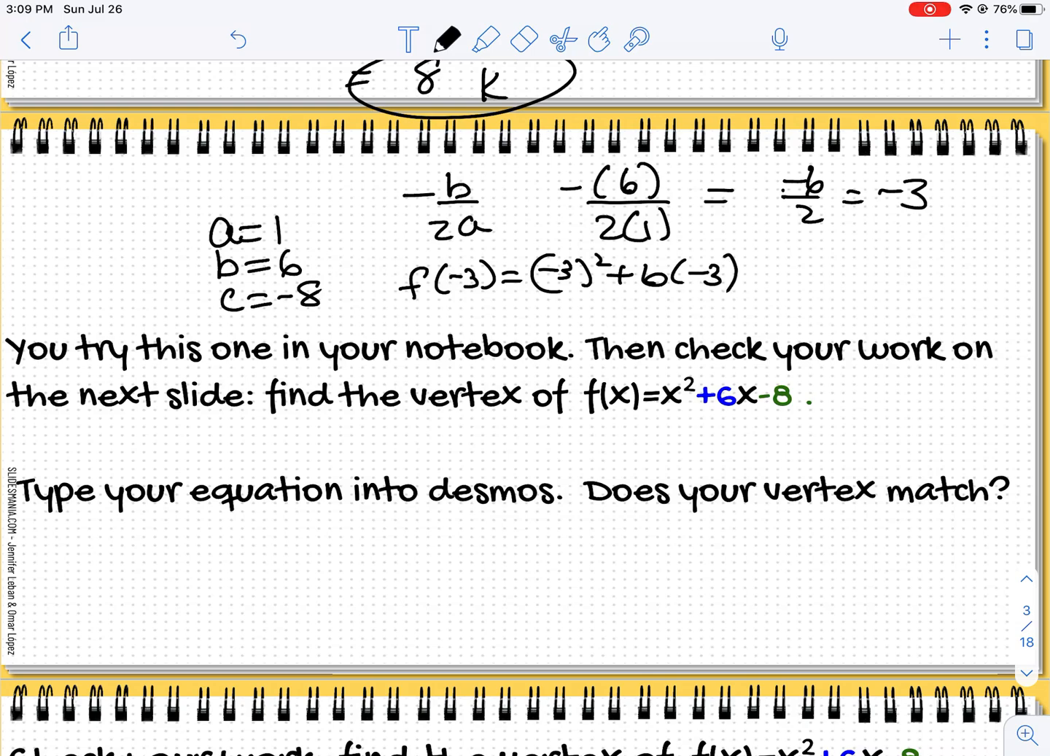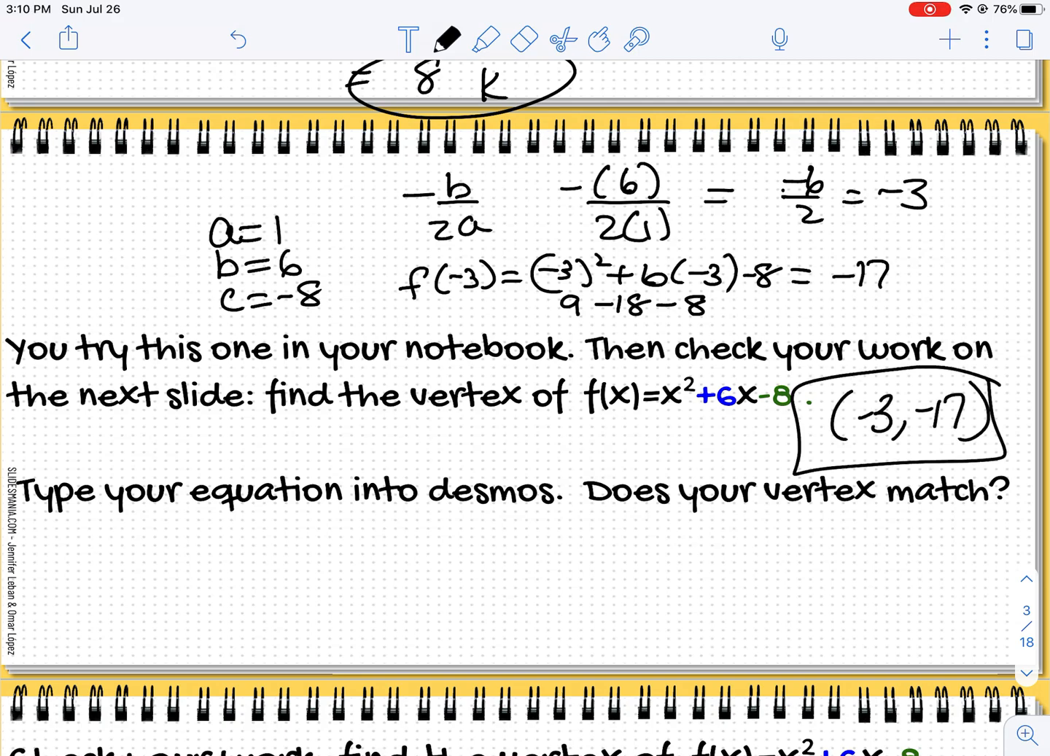Keep in mind, use those parentheses, especially on the negative ones, because when you're using your calculator, otherwise you might get the wrong solutions. So this one, we're going to get 9 minus 18 minus 8, which makes negative 17. So there's my vertex, (-3, -17). Again, you can type it in on Desmos, and when you type in this equation, you should notice that that's where the vertex is, (-3, -17).